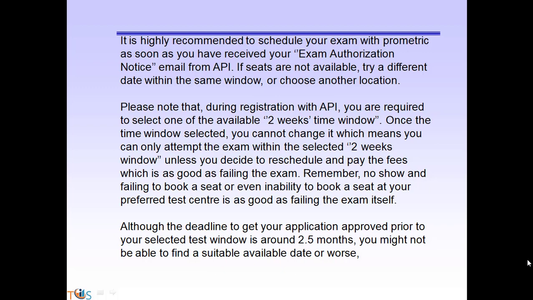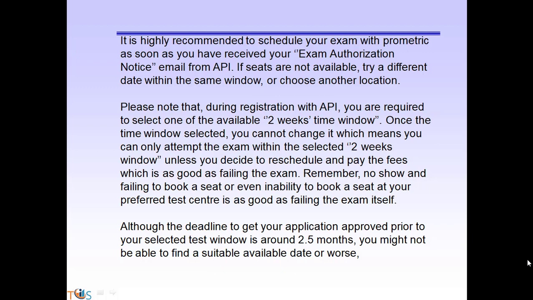If seats are not available, try a different date within the same window, or choose another location. Please note that, during registration with API, you are required to select one of the available 2 weeks time window. Once the time window is selected, you cannot change it, which means you can only attempt the exam within the selected 2 weeks window unless you decide to reschedule and pay the fees, which is as good as failing the exam.